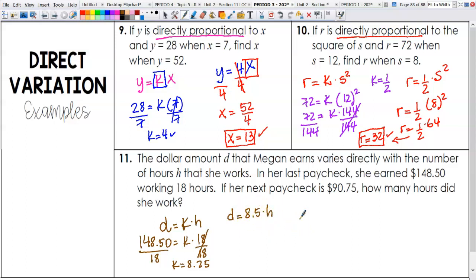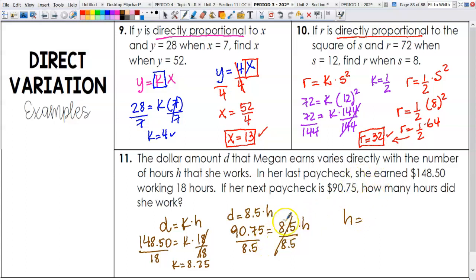So they say in the next paycheck, if the next paycheck is 90.75, how many hours did she work? Right? So if she got 90.75 and 8.25 times H, we have to divide it by 8.25 because we are looking for the number of hours. So that means 90.75, right? Yes, 90.75 divided by 8.25.